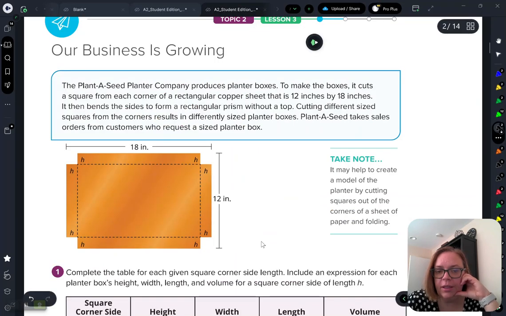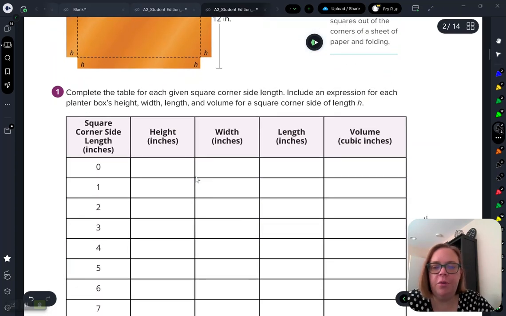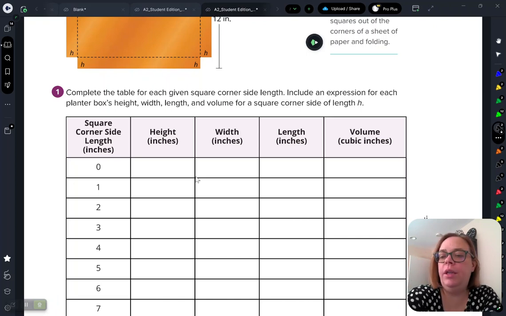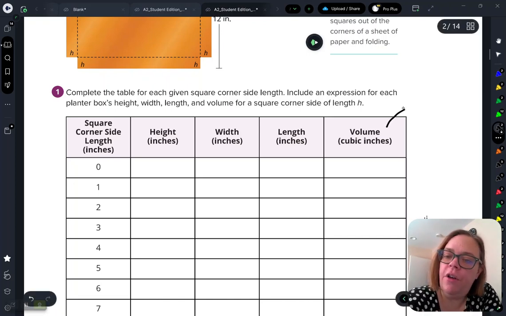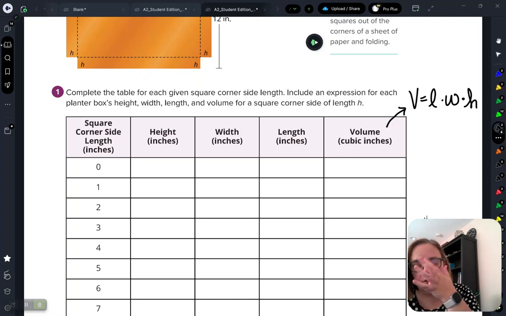Okay, so back to this. In our situation, the copper sheet was 18 inches by 12 inches. So we have to fill out this table for the width, the height, the length, and the volume. So one thing we need to remember is the volume of a box is length times width times height. So we're going to be multiplying these dimensions together.